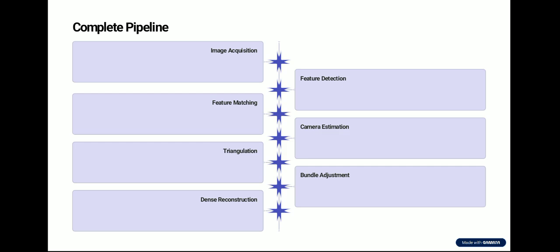So here is the complete pipeline. We start with image acquisition followed by feature detection and matching. Then we estimate camera parameters, perform triangulation, apply bundle adjustment, and finally generate a dense reconstruction. This is the complete pipeline.